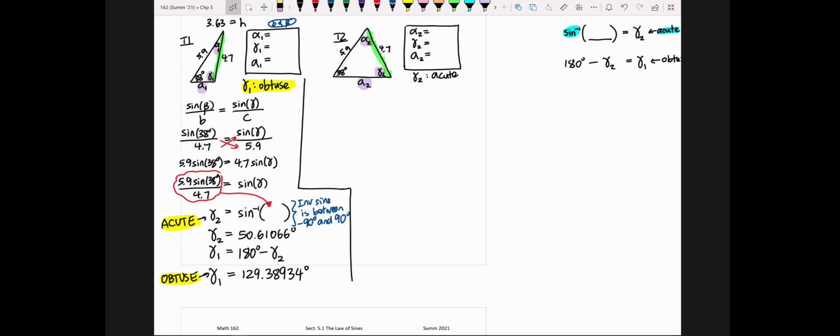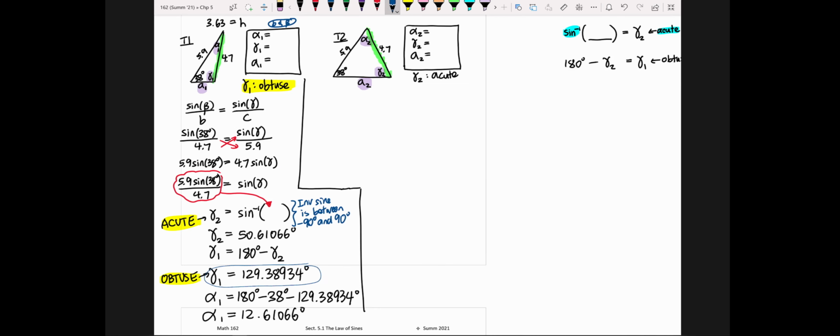Okay, so once we have two angles in any triangle, we can find the third angle by doing 180 degrees minus 38 degrees minus 129.38934 degrees. Because we know that all three angles in a triangle will sum up to 180 degrees. So our alpha 1 is going to be 12.61066 degrees. We do not want to round until we have a final answer. So we have gamma 1, we have alpha 1.